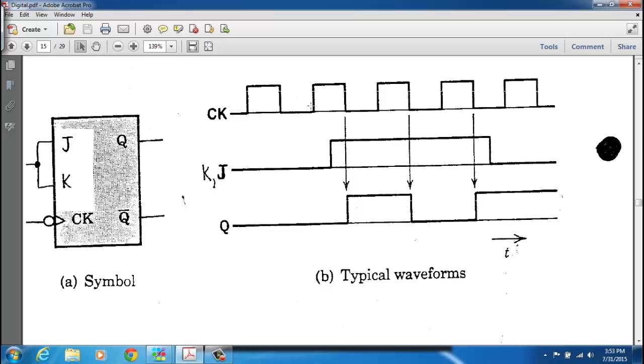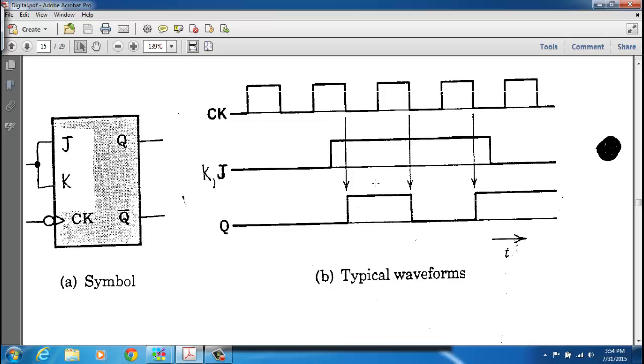Remember, the positive edges don't have any relevance here, so the next thing that happens is that you can see right here, now we go into the toggle mode because J and K now are both equal to 1. So after we go into the toggle mode, the first time there's a negative edge of the clock at this time here, look, the output toggles. It was 0 before that 1 to 0 transition of the clock, and it becomes a 1 after the time of that 1 to 0 transition.